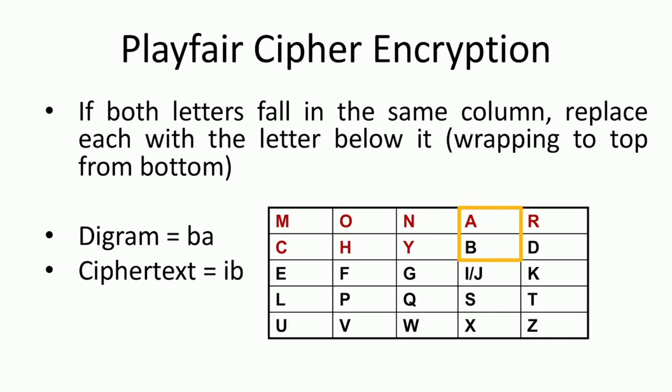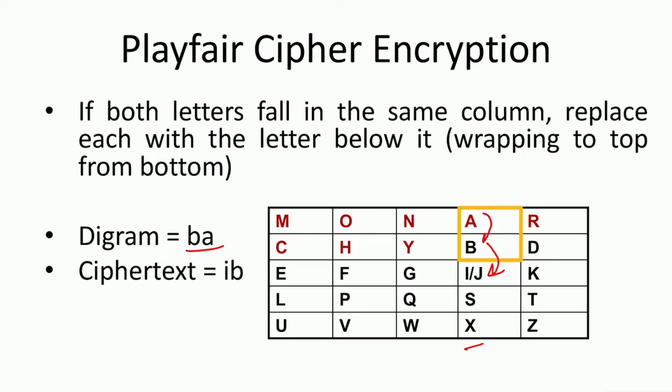Now, if both letters fall in the same column instead of in the same row, then we replace each letter with the letter below it. Again, wrapping to the top from the bottom in case the letter is at the very end. For example, again in the plain text balloon, the letters in the digram BA appear to be in the same column as you can see here in the yellow rectangle. So B will be replaced with I or J, but they're the same letters. Let's just call it I.